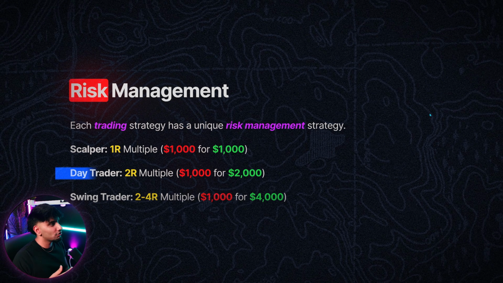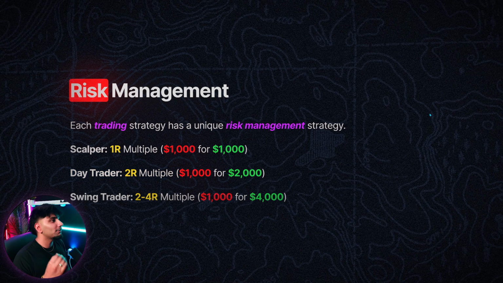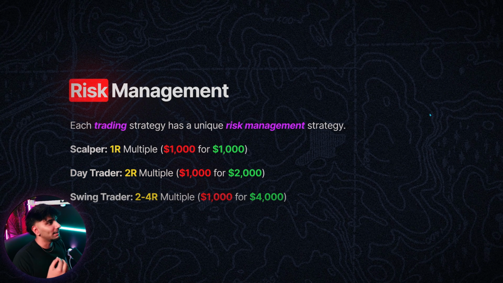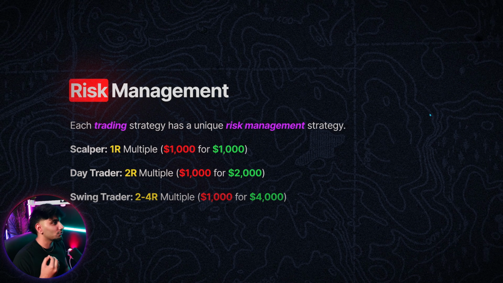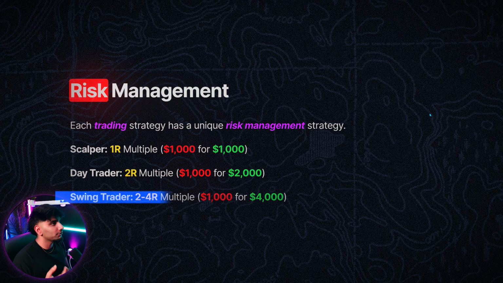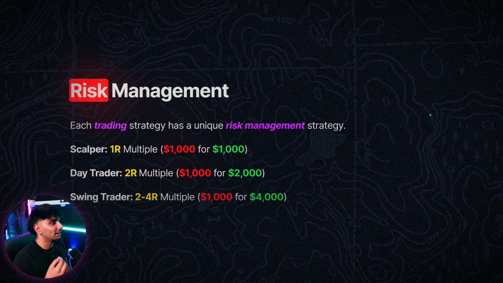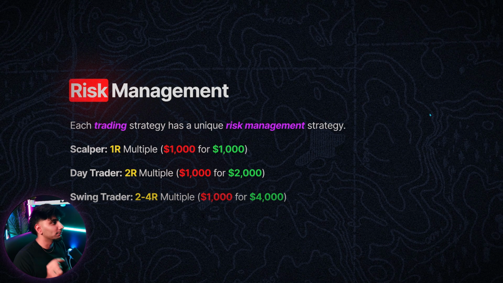Number 2 would be a day trader. This is a 2R multiple. This means for $1,000 of risk, we should be making $2,000. And then finally, a swing trader. This is a 2 to 4R multiple. This means for $1,000, we should be making $4,000 in profit every single trade.